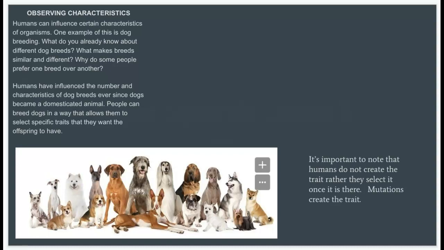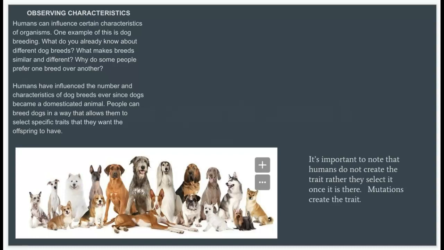You guys are probably familiar with dog breeds and cat breeds and what makes them different. Well, here's the thing. All dogs are dogs. I mean, they're all the same. They really just have some different traits that make them look different, sometimes behave different. Those traits are selected for.